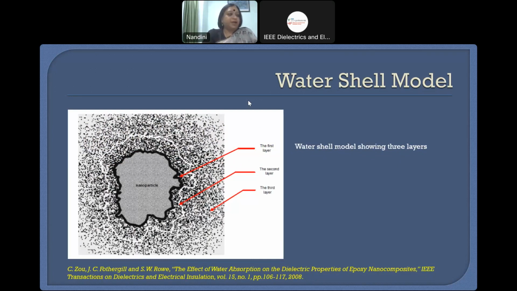the idea that nanoparticles absorb a lot of moisture. So around a nanoparticle, you would have a very thin layer of very tightly bound water molecules, which will not contribute to charge mobility, charge carrier movement. Then you have a second layer where the water molecules are somewhat loosely bound, and when you have very low temperatures and low humidity, the second layer will also not contribute to charge movement. And there is the third layer, which has free water molecules. So this was the water shell model.